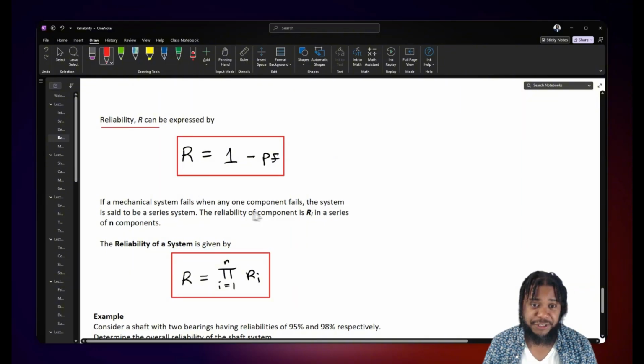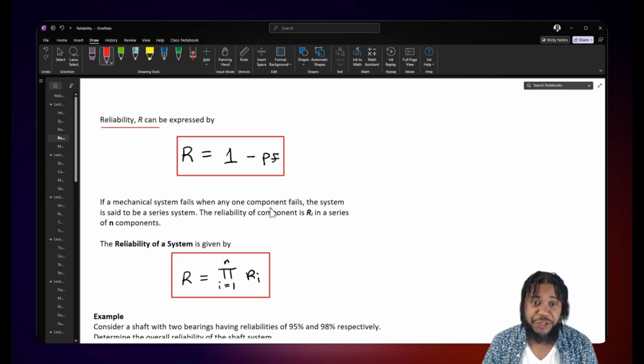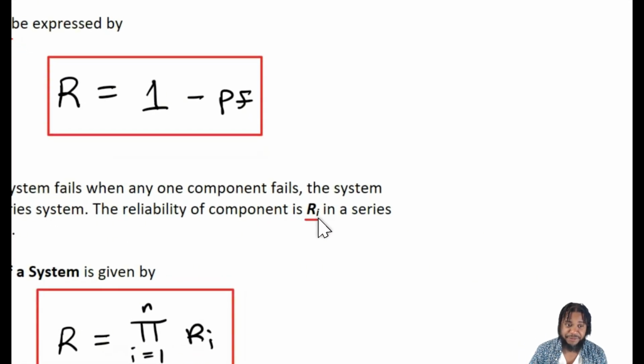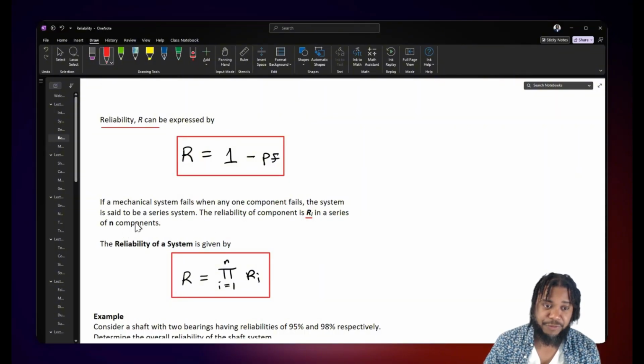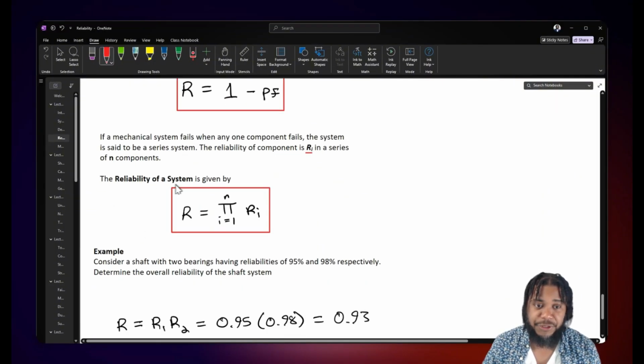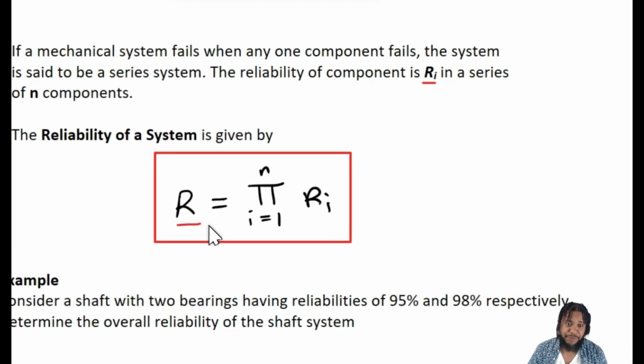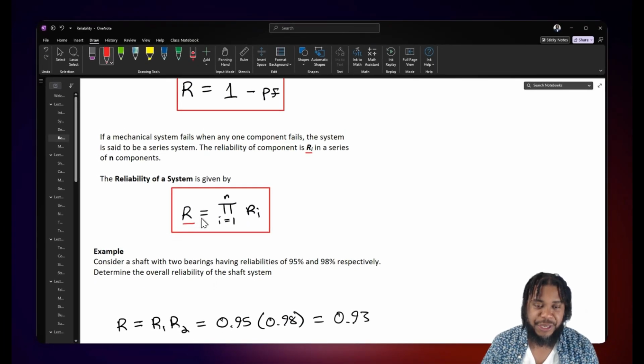Now, mechanical systems have many components. And when any one component fails, the system can be said to be a series, and so the system can be said as failed. So the reliability of components in a system, we call that Ri, and N being the number of components. So the reliability of a system with many different parts that have different reliabilities, that reliability capital R, or you could say bold R, is equal to the product of the reliability of each individual component, right?